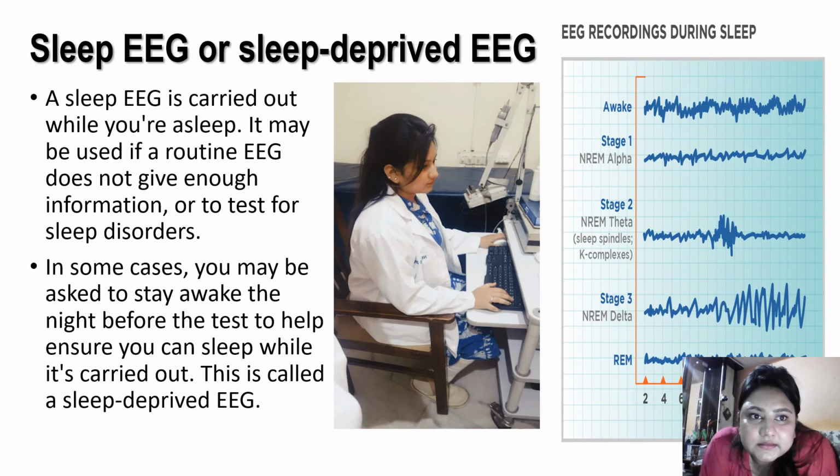Next is sleep EEG or sleep deprived EEG. A sleep EEG is carried out while you are asleep. It may be used if a routine EEG does not give enough information or to test for sleep disorders. In some cases, you may be asked to stay awake the night before the test to help ensure you can sleep while it's carried out. This is called a sleep deprived EEG.